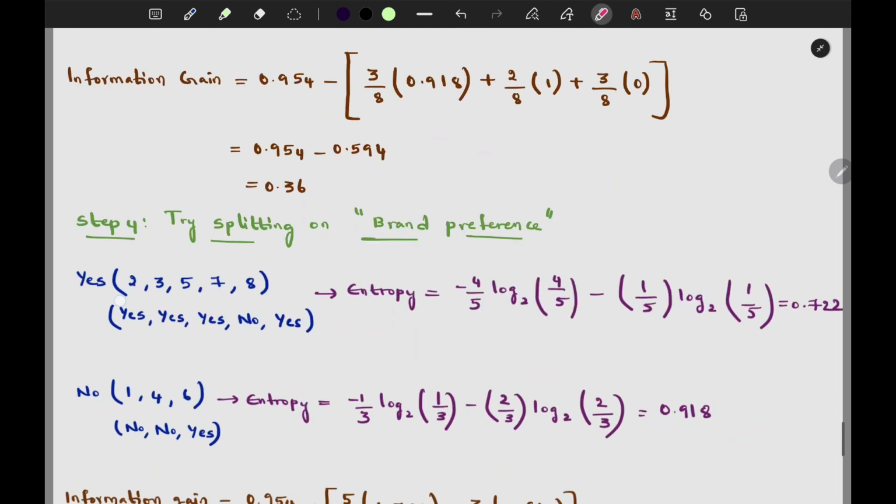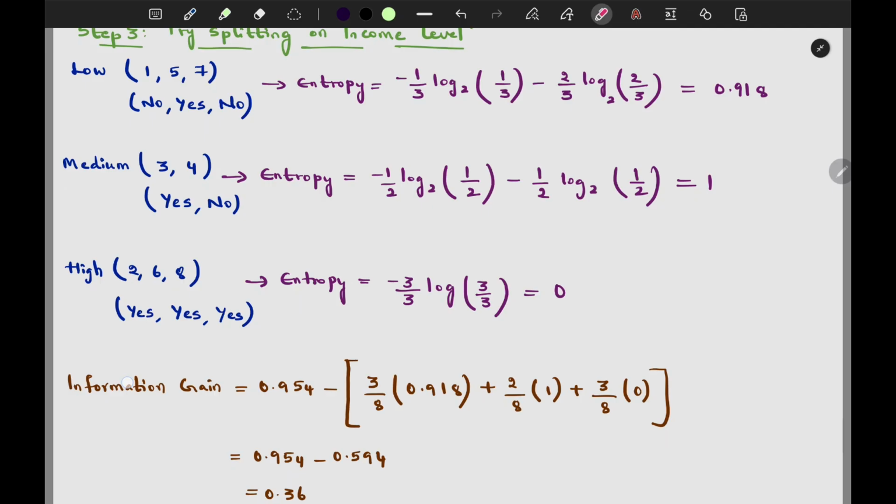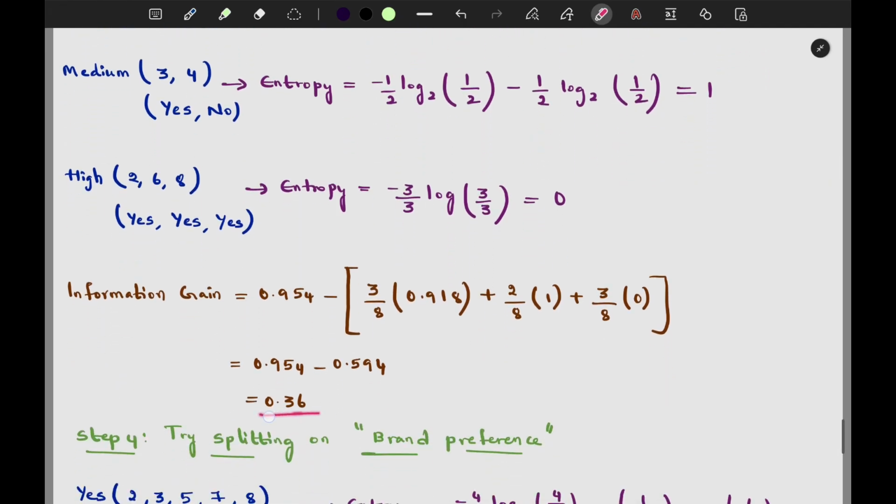Now next we'll go for the medium class. I'm having 2 observations of medium, but the overall are 8 observations. So 2 divided by 8 into entropy, which is nothing but 1. Now again, for high I'm having 3 observations as high, but my overall observations are 8. So 3 divided by 8 into the entropy of high, which is nothing but 0. So if you calculate this, I got 0.36 as my information gain here.